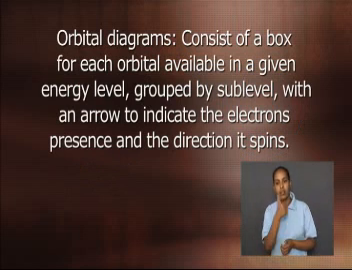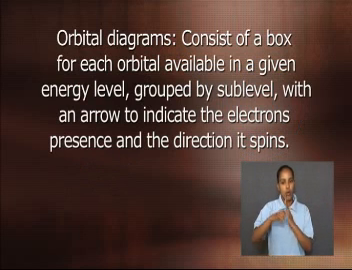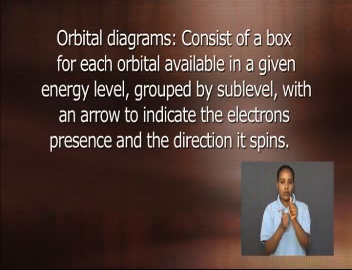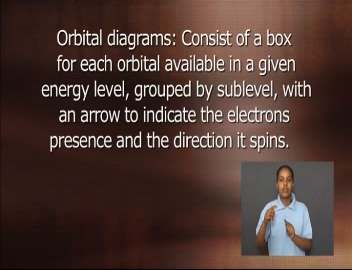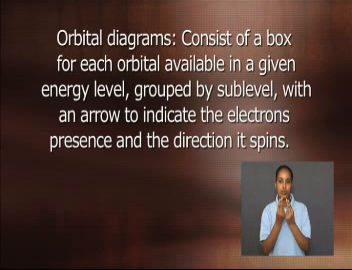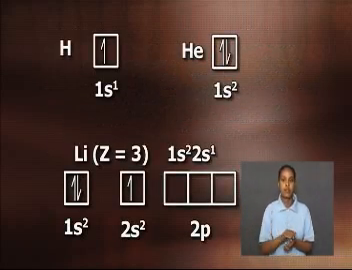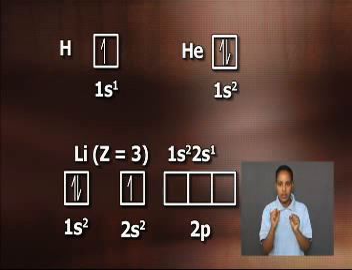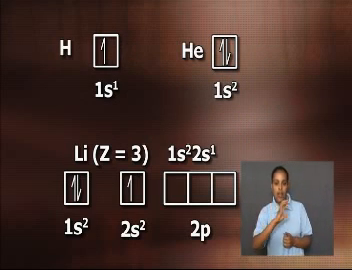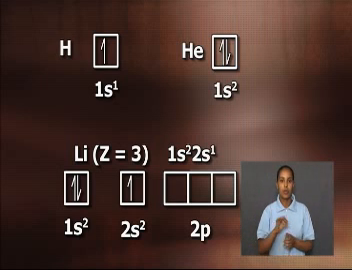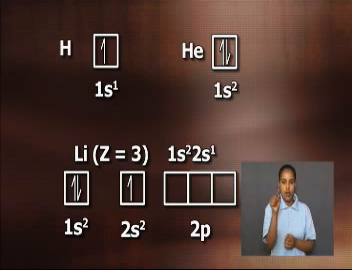The other way to show electronic configuration is by using an orbital diagram. This consists of a box for each orbital available in a given energy level, grouped by sublevel, with an arrow to indicate the electron's presence and the direction it spins. Here, you can see how hydrogen, helium, and lithium would be expressed using orbital diagrams.